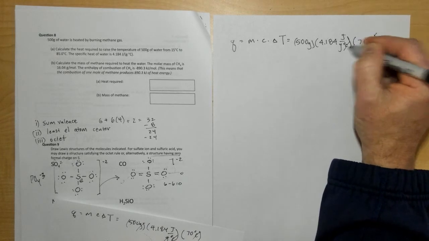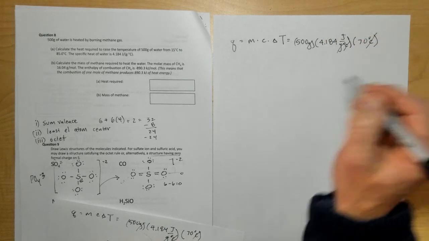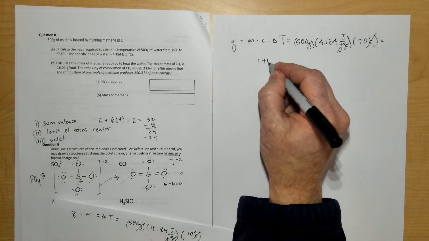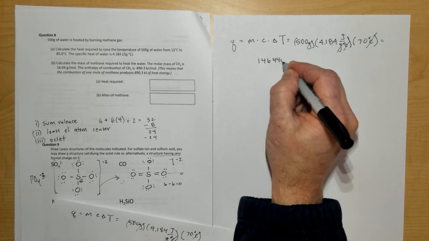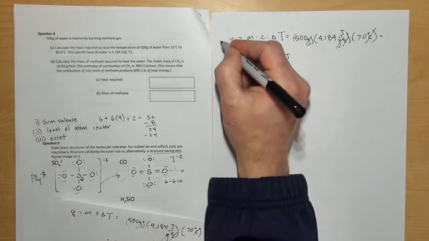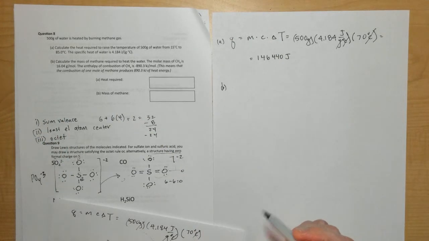You can see the Celsius cancels with the Celsius, the grams with the grams, and we end up with joules. And if you run that through your calculator, you get 146,440 joules are the amount of energy needed to do that. That's letter A. Letter B says calculate the mass of methane required to heat the water.